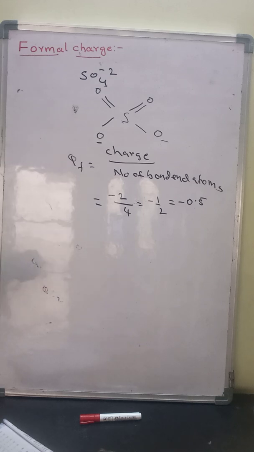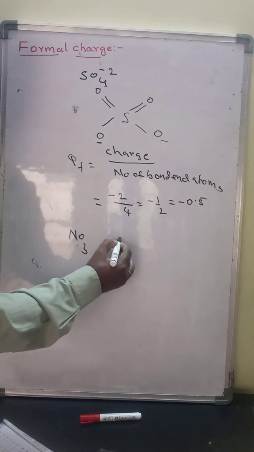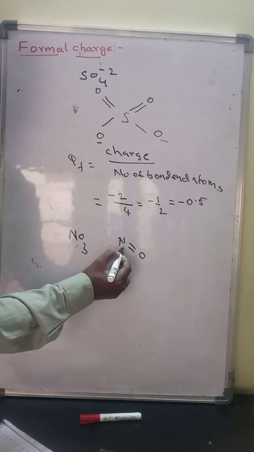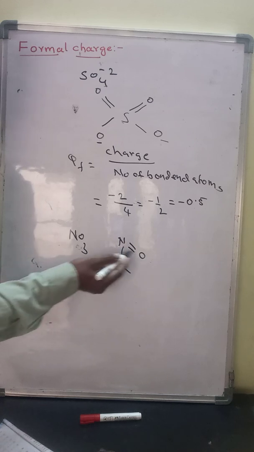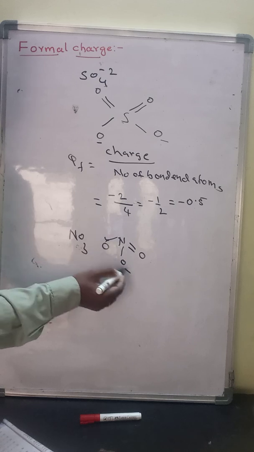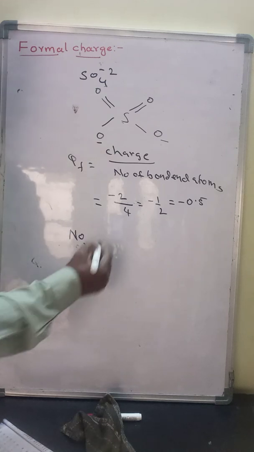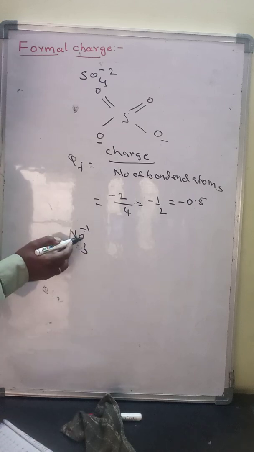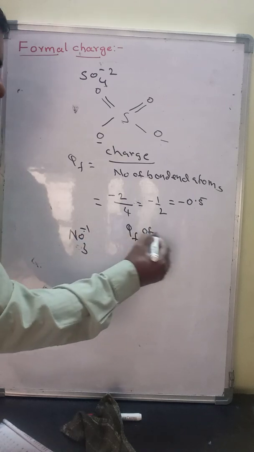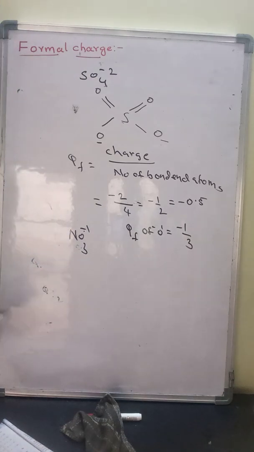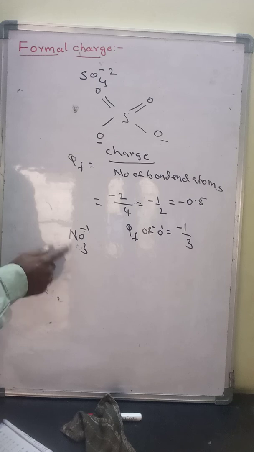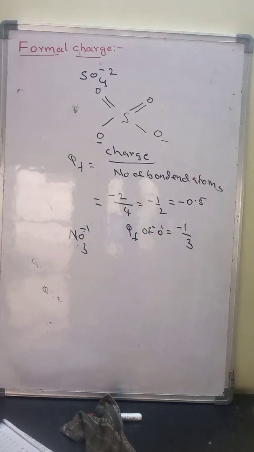Similarly, in NO3 minus, nitrogen is the central atom and it is bonded with 3 oxygen atoms. In that, one oxygen atom has the minus charge. So here there are 3 bonded atoms. Therefore the formal charge of oxygen is minus 1 by 3, because the minus 1 charge is shared by, migrating among, 3 oxygen atoms. So the formal charge of oxygen in NO3 minus is minus 1 by 3.